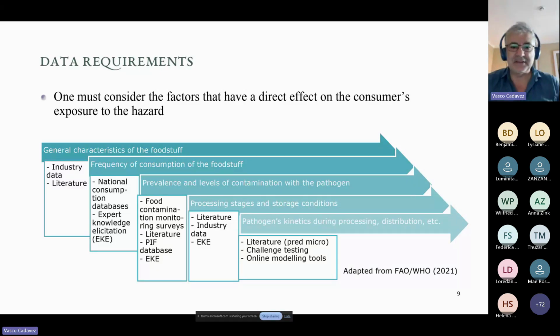Considering the different stages and storage conditions, we can go also to literature, and if we don't have information, we can use also expert knowledge. Considering the pathogens kinetics during processing, distribution, we can find data also in the literature, in challenge testings, and of course in online modeling tools that there are several available.